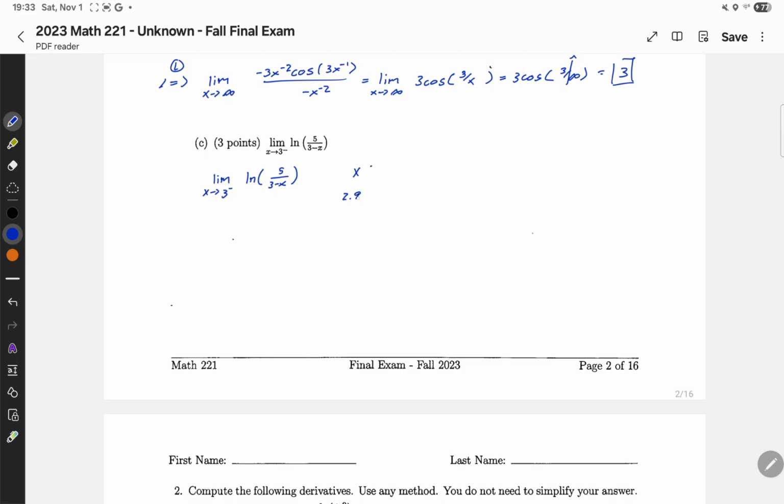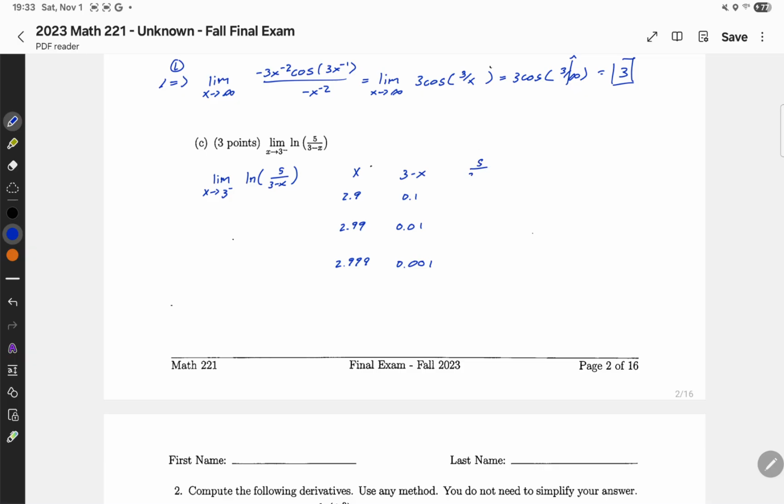So let's say we have 2.9, 2.99, and one more, 2.999. There we go. So we're getting closer and closer to 3 from the negative side. Now let's look at what happens to 3 minus x. Well, this is just going to be 0.1, and then 0.01, and then 3 minus 2.999 is 0.001. And let's just keep going.